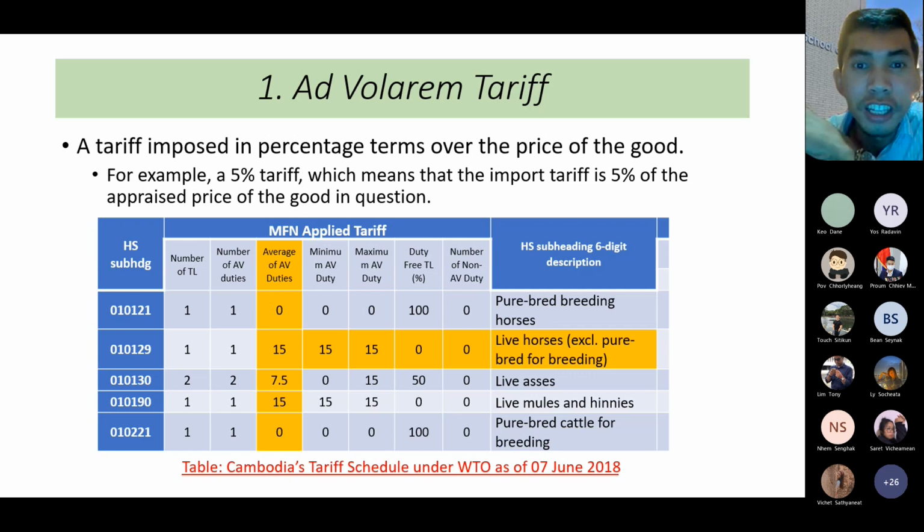Because here the ad valorem tariff is the percentage over the price of the good, the evaluated price of the good. And why don't I put value? Because in economic terms, price and value are not the same.